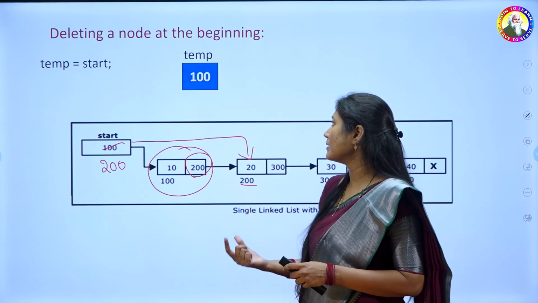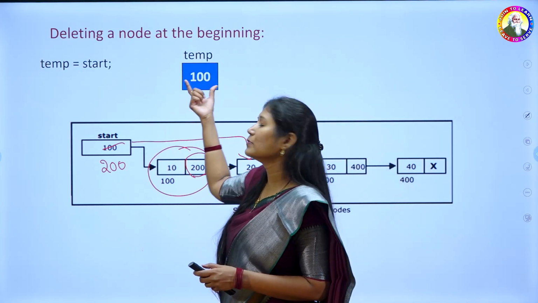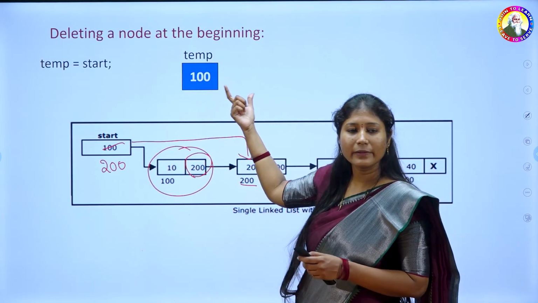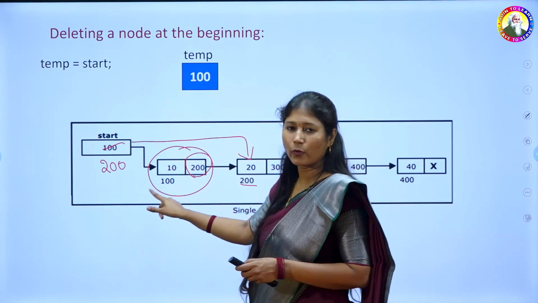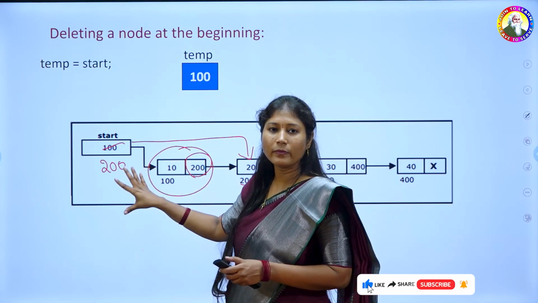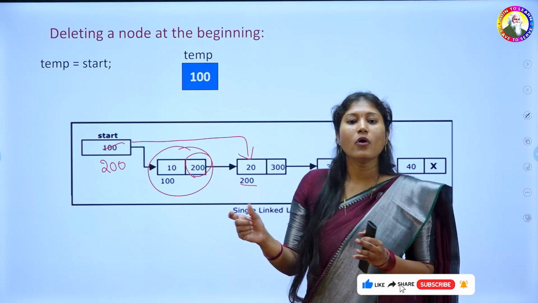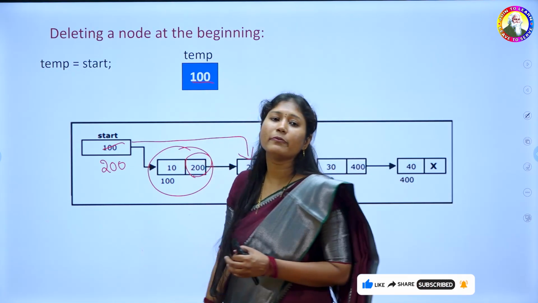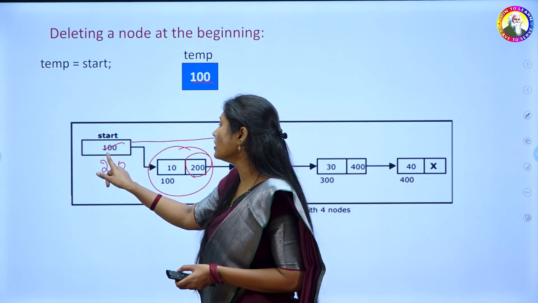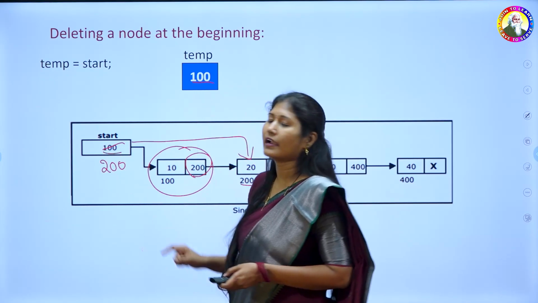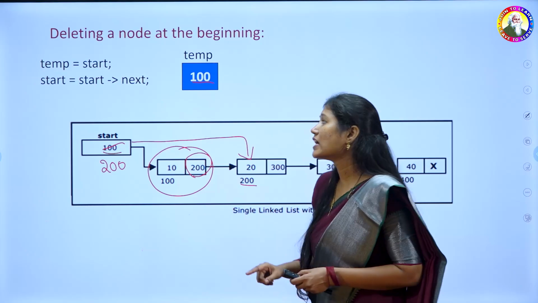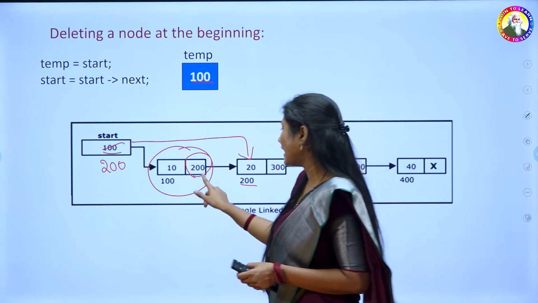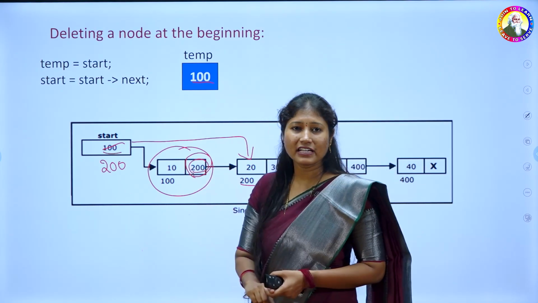Now we are going to see the same thing here. See, temp. First, we are going to take one extra pointer. Why? Because I need to deallocate the memory, I need to remove that memory. So definitely we require one more pointer, that is a temp pointer. Initially, the temp value will be the same as that of the start pointer, that is 100. Now, start equal to start next. I need this address. How can I get this address?